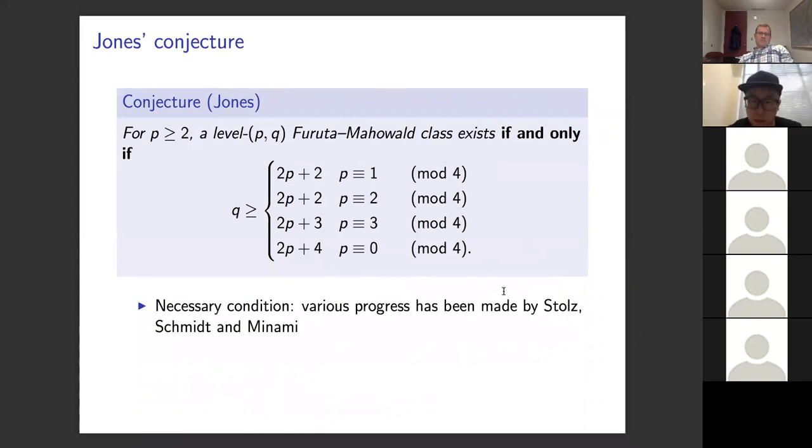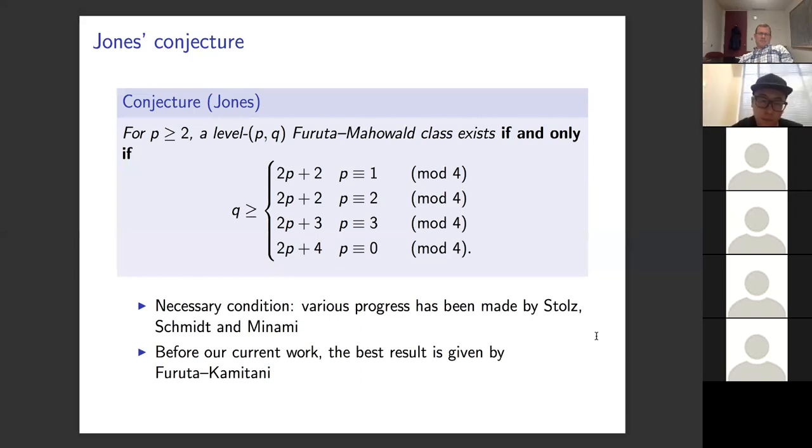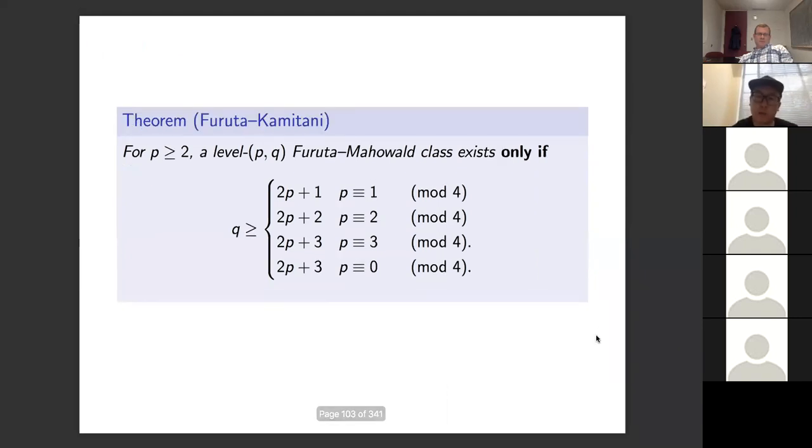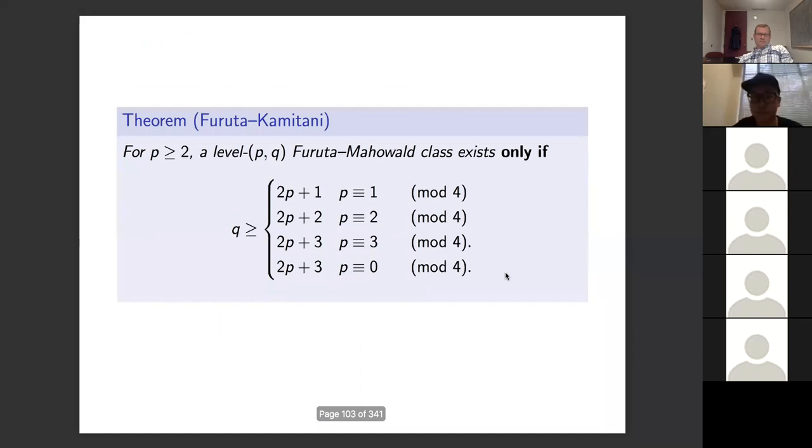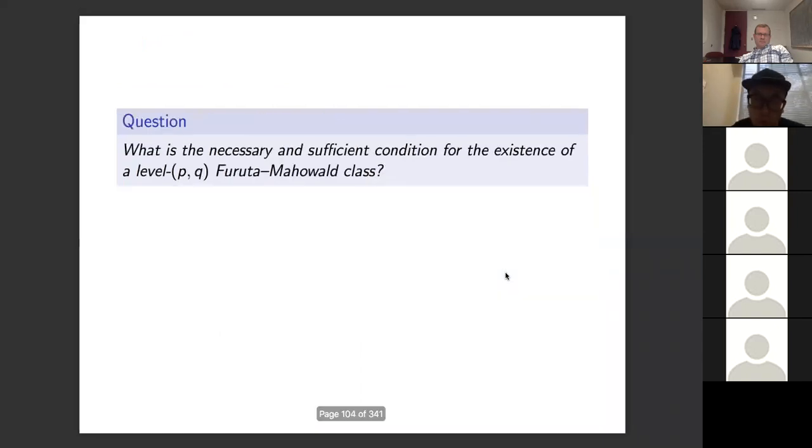So for the necessary condition, there was much progress made by Stolz, Schmidt, and Minami. And before our current work, before the work I'm talking about today, the best result is given by Furuta and Kametani. And their result for the necessary part, the only if part, is a number strictly smaller than Jones's conjecture. For some P, theirs is 1, 2, 3, 3, and the conjecture is 2, 2, 3, 4.